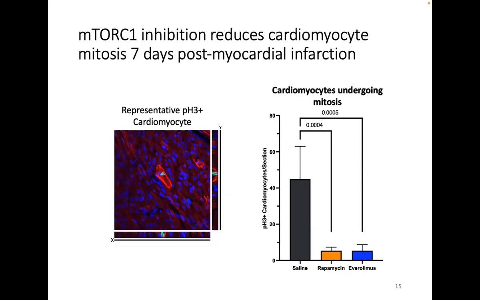But so when we quantified across multiple sections and multiple biological replicates, we see a significant decrease, as I mentioned, in the total number of mitosing cardiomyocytes, showing that when mTORC1 is inhibited during heart regeneration, it is decreasing the proliferation of these cardiomyocytes. However, as cardiomyocytes are a multinucleated cell population, we also wanted to examine whether this mTORC1 inhibition was preventing the cardiomyocytes from becoming multinucleated, or if the mTORC1 inhibition was actually preventing the cardiomyocytes from dividing and generating new cardiomyocytes to replenish that damaged cardiac tissue.